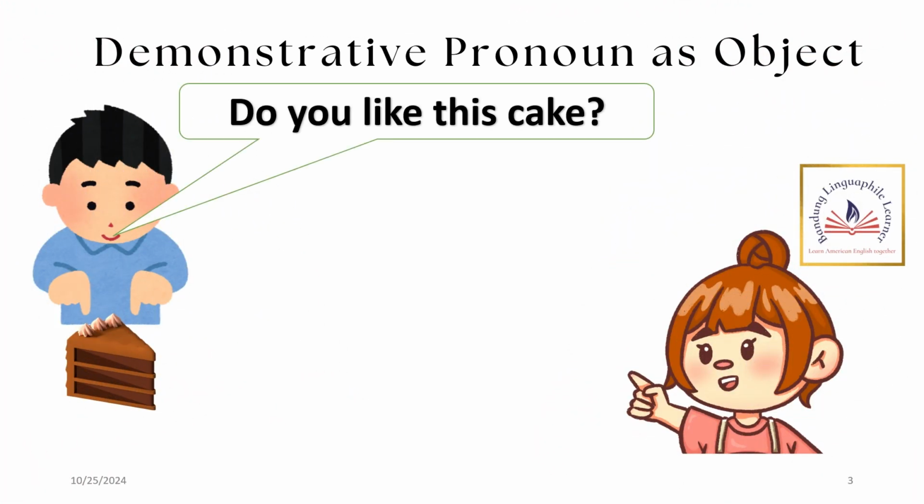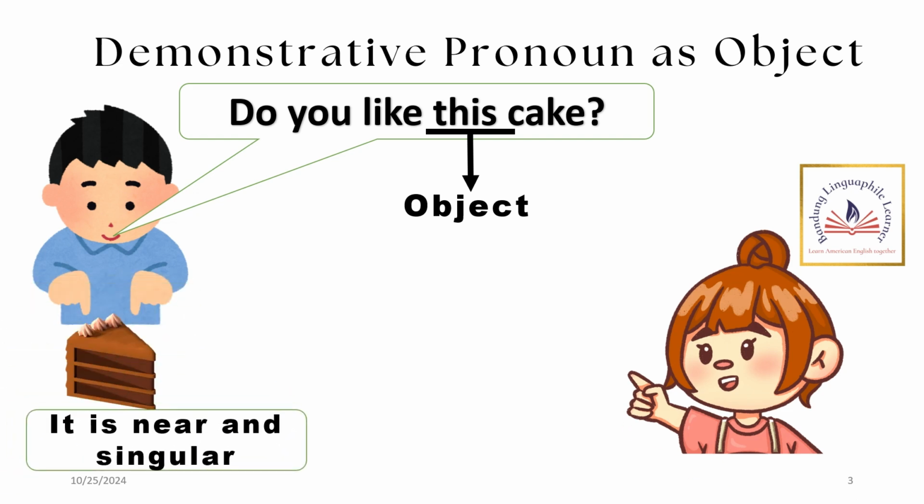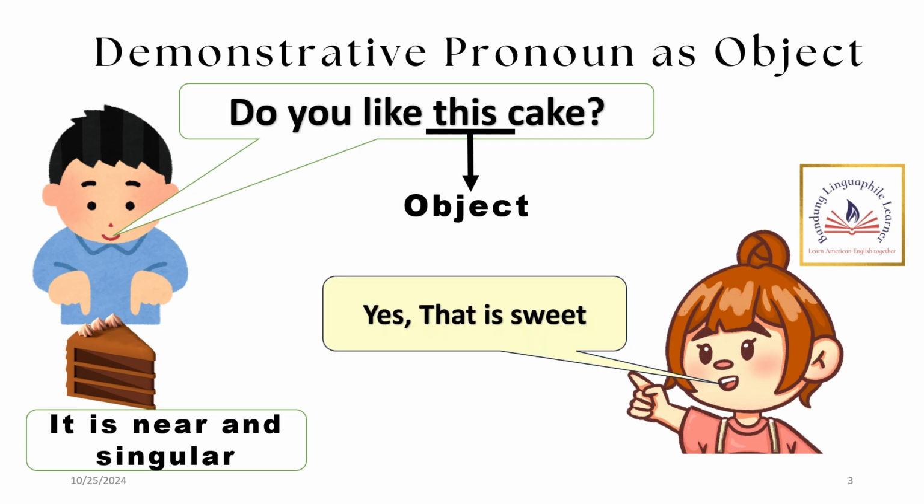Do you like this cake? This is the object. This is a demonstrative pronoun. He uses this to indicate that the cake is near and singular. His friend says, "Yes, that is sweet." She uses that to indicate that the cake is far and singular.